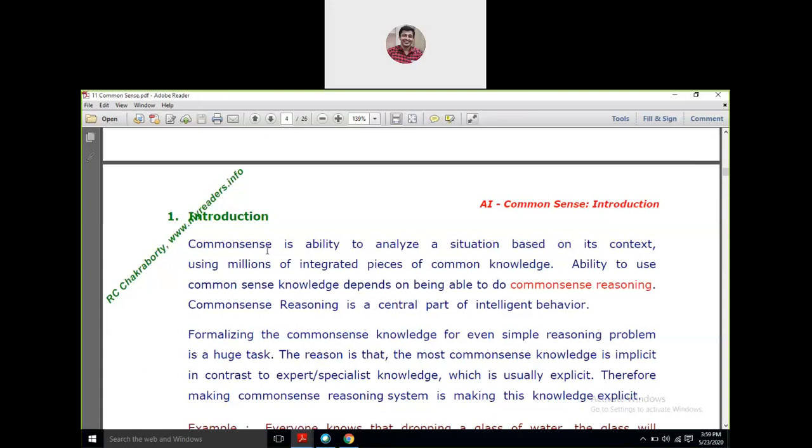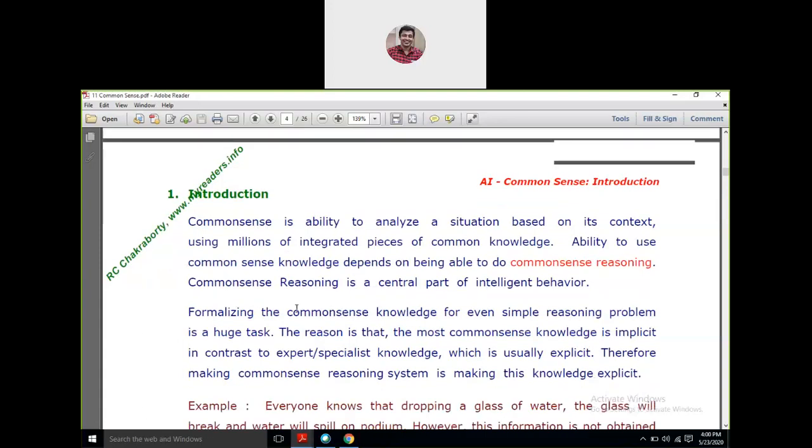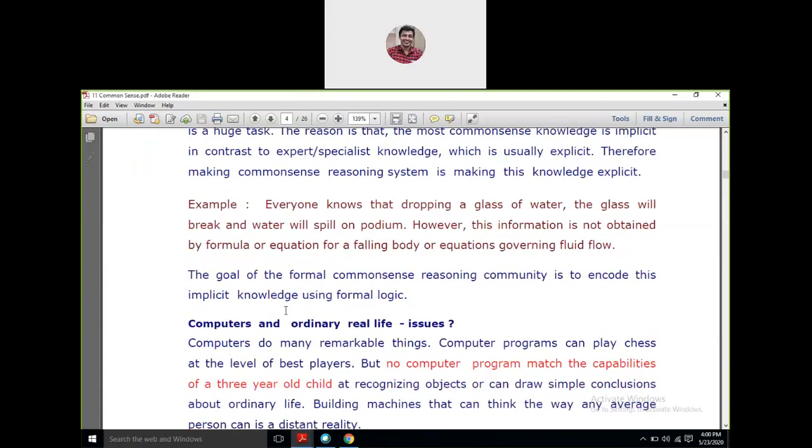These kinds of information are innate or inherent within us, and they are not taught, but we learn them over a period of time, gradually and successively. So this kind of sense is what we call common sense, and the overall process is what we call the common sense reasoning mechanism, or common sense engineering as a whole, right?